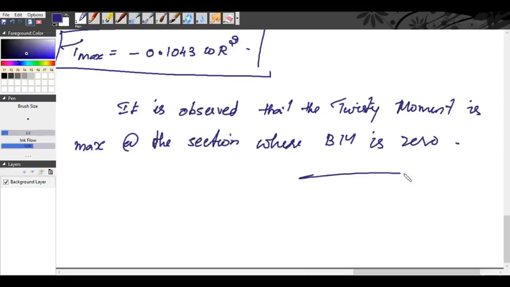So that's all for today. Thank you for listening. There is one more problem that we will see in the next class. If you understand the concept, it is very simple. Just finding the vertical reactions, then bending moment, maximum bending moment, point of contraflexure, twisting moment, and maximum twisting moment. Thank you.